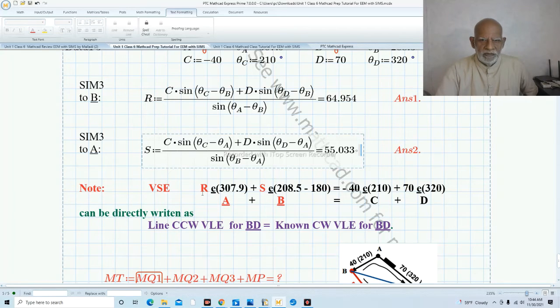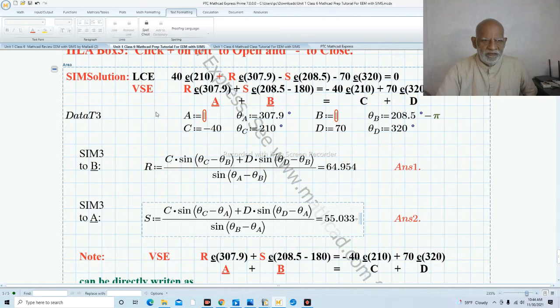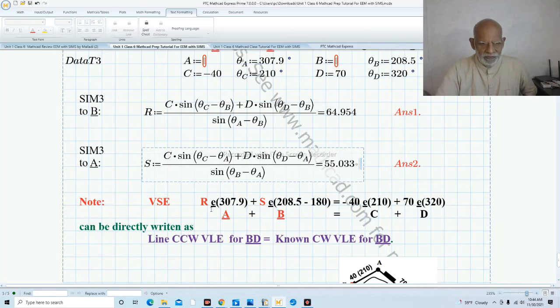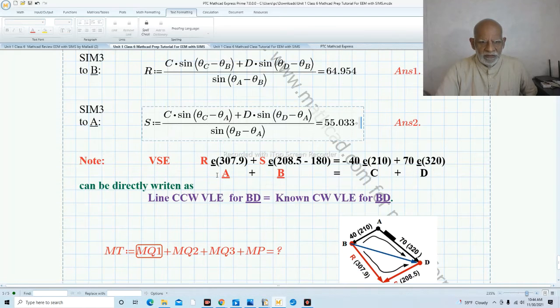Now, in solving this problem, we have written the LCE first and then changed it to VSE. With some practice, you don't have to do that. There is an alternate way. That is, you divide this polygon into two triangles, and you have a common side here, and you write a loop equation for this unknown loop and equate that to the known loop. See, unknown loop, known loop.